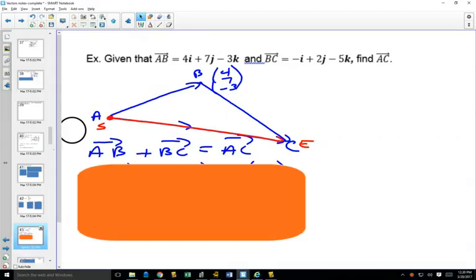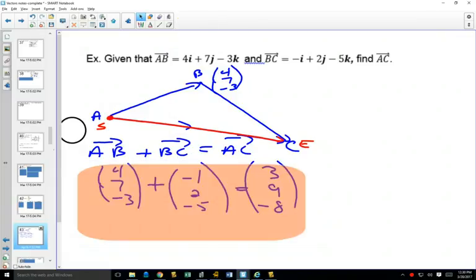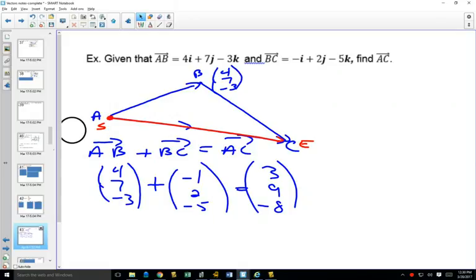So now given this information that we have, we can say, well, A to B as a column vector is 4, 7, -3. And B to C as a column vector is -1, 2, -5. If I just add those together, I'm going to find A to C.